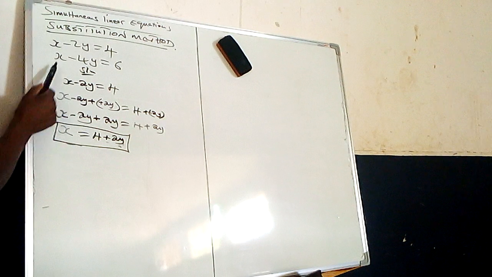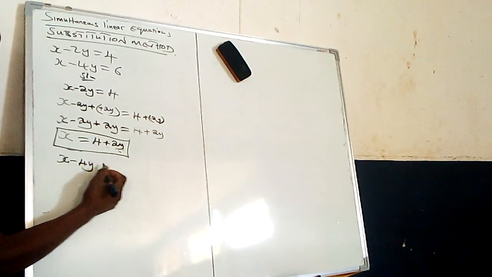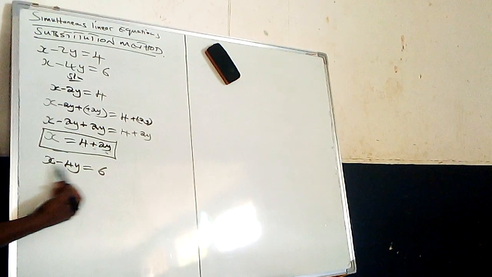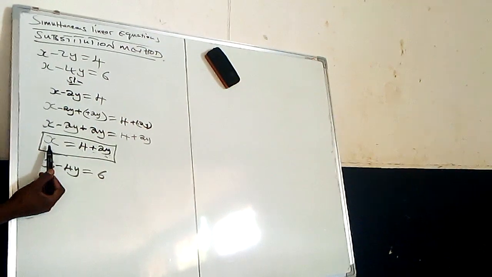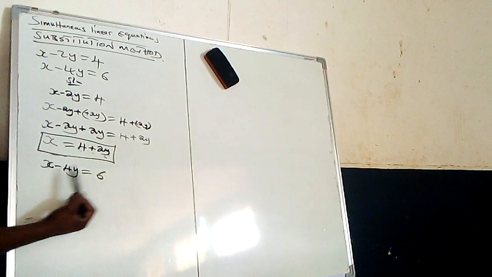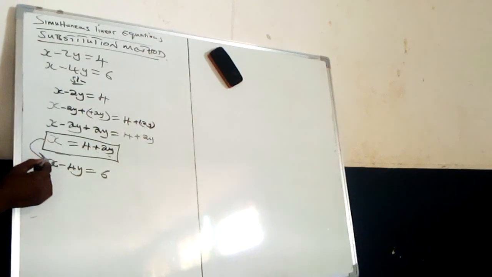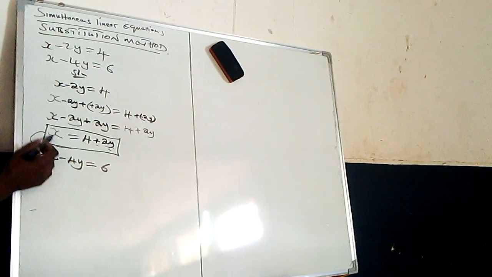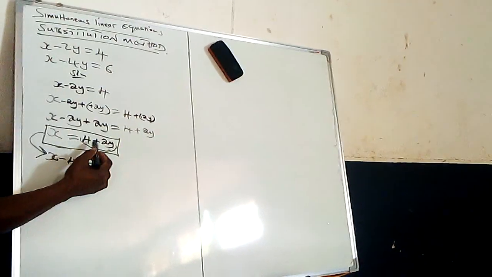So the fact that this particular equation is coming from the first equation here, we are going to pick the second equation, which is x minus 4y, giving us 6. In the second equation, we're going to substitute the value of x. Where there is x, we put 4 plus 2y into this particular equation. So in other words, we're going to substitute this particular equation into the second equation here. That's what we're going to do. So where there is x, take note, the x here is 4 plus 2y. So where there is x, we put 4 plus 2y.